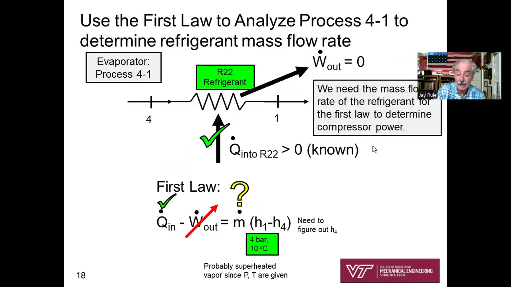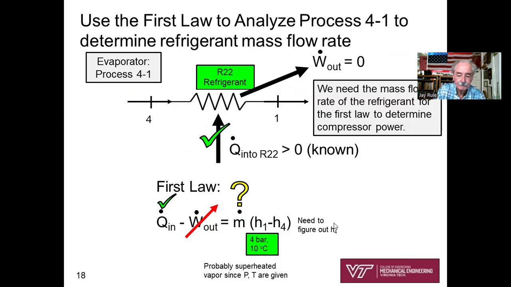Okay, here's our first law that I just said in words. Here's my sketch for the evaporator. Here's Q dot N, I know it. Okay, first law, Q dot N, know it. W dot out, nothing. M dot, that's what we're looking for. H1, it's refrigerant R22, 4 bar and 10 degrees C. We will look that up in the superheated tables. We're going to get a number for that. H4, we got to figure out what H4 is.